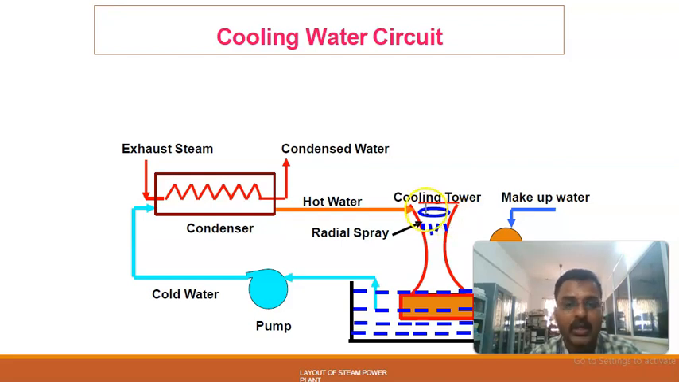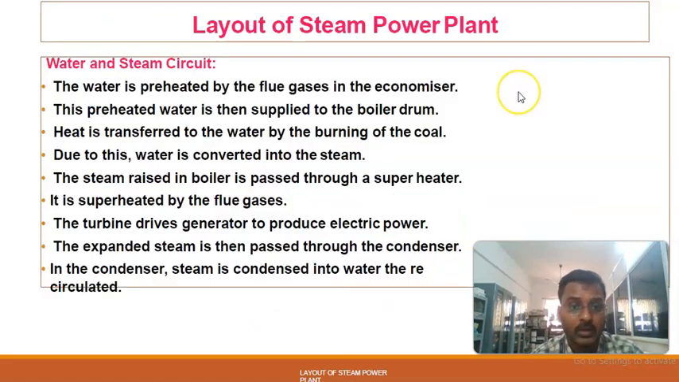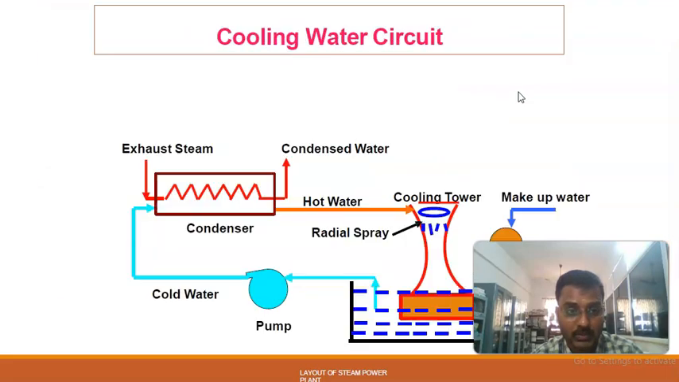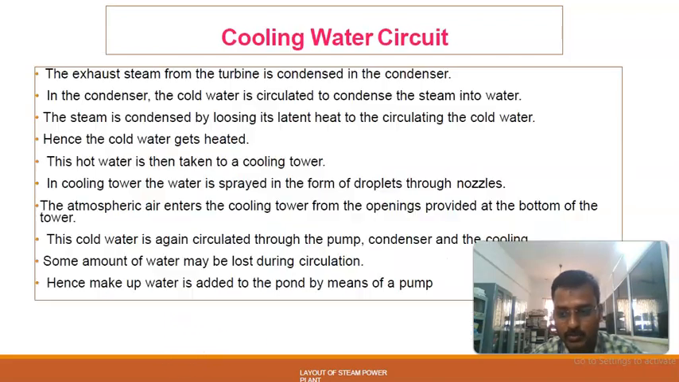Cooling water circuit. The cooling water will be used to maintain the temperature around the cooling water and steam circuit, where the exhaust steam, condenser, hot water, spray pump and all these components are used.